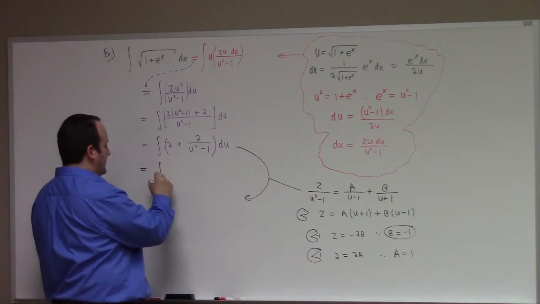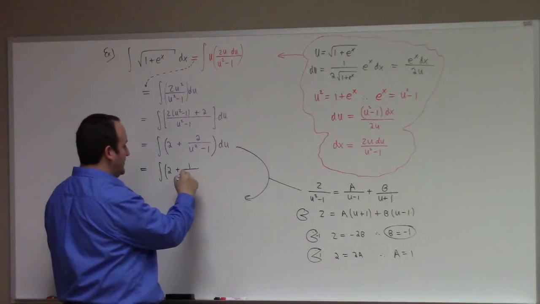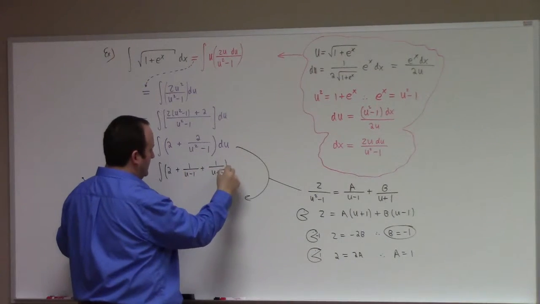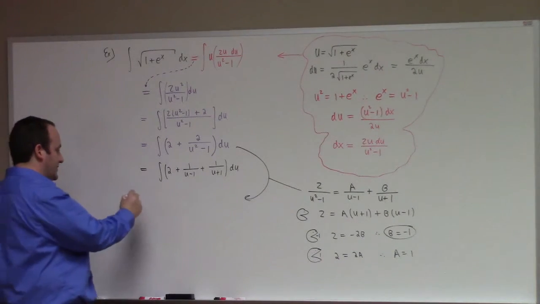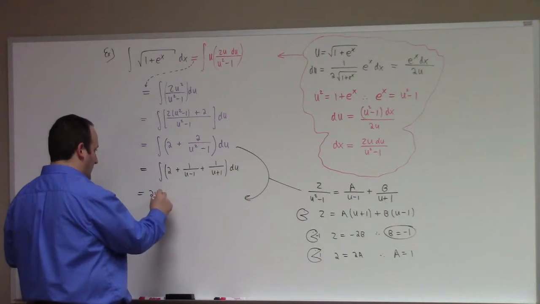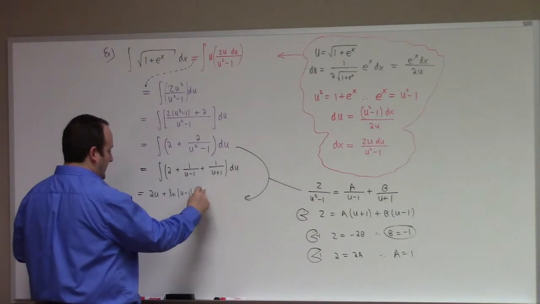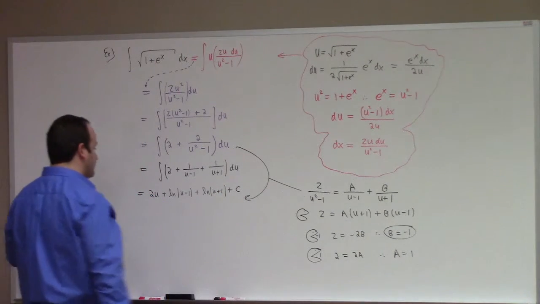So what you've got over here is the integral of 2 plus 1 over u minus 1 plus 1 over u plus 1 du, which I can integrate, right? This is 2u plus the natural log of the absolute value of u minus 1 plus the natural log of the absolute value of u plus 1 plus a constant.